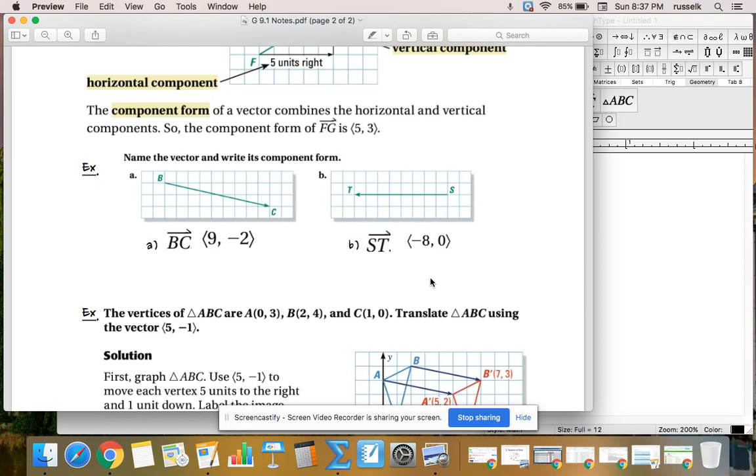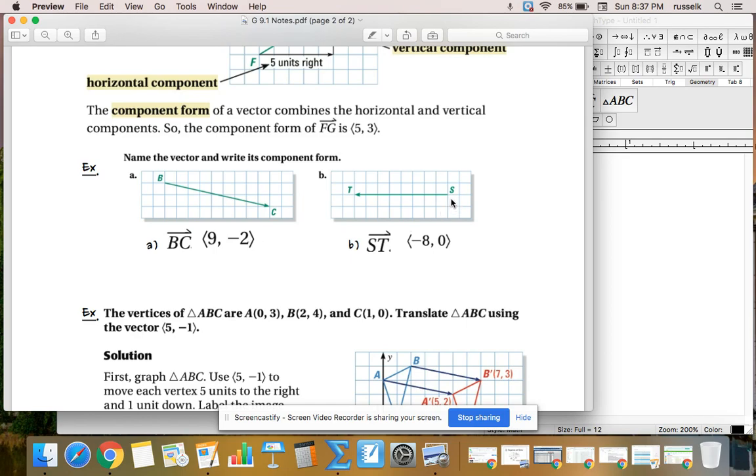Vectors have component forms. Component forms just tell us how far left or right we're moving, how far up or down we're moving. So it's always our X first and our Y, just like our points. In this case, to go from B to C, because the arrow is going that direction, we would move to the right 9 and then down 2. So its component form will be 9, negative 2.